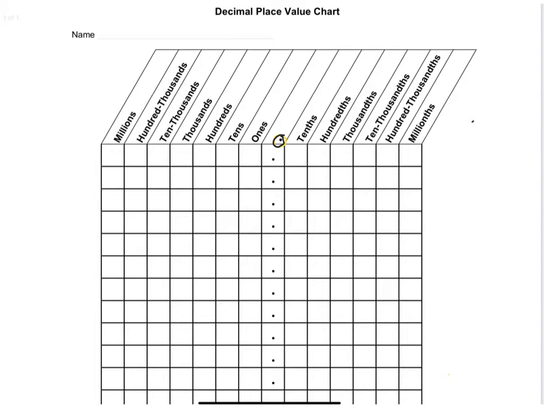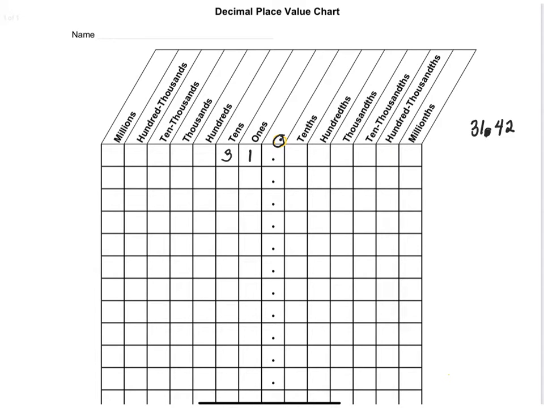So if we put 31.42, all right, this one is our decimal, which is here. So before the decimal, we have 3 tens and 1 one.